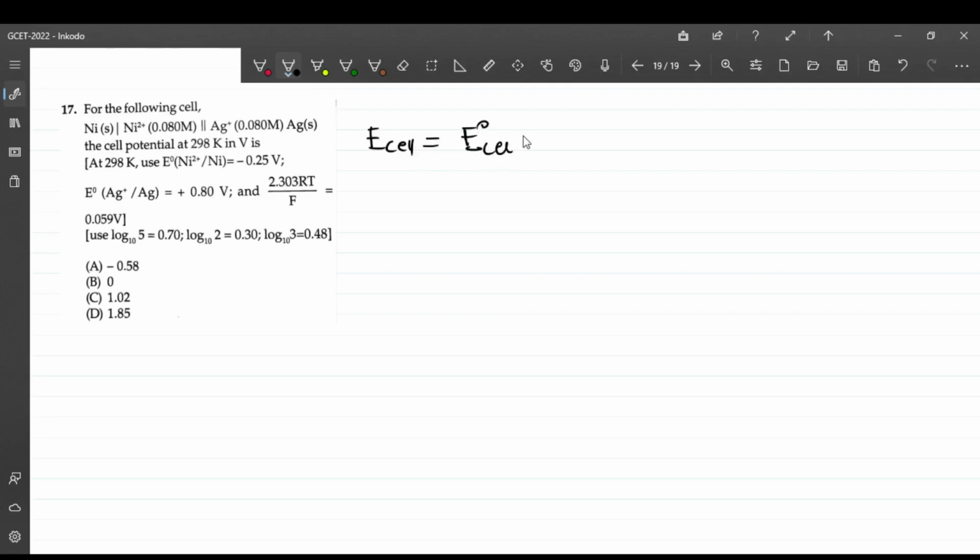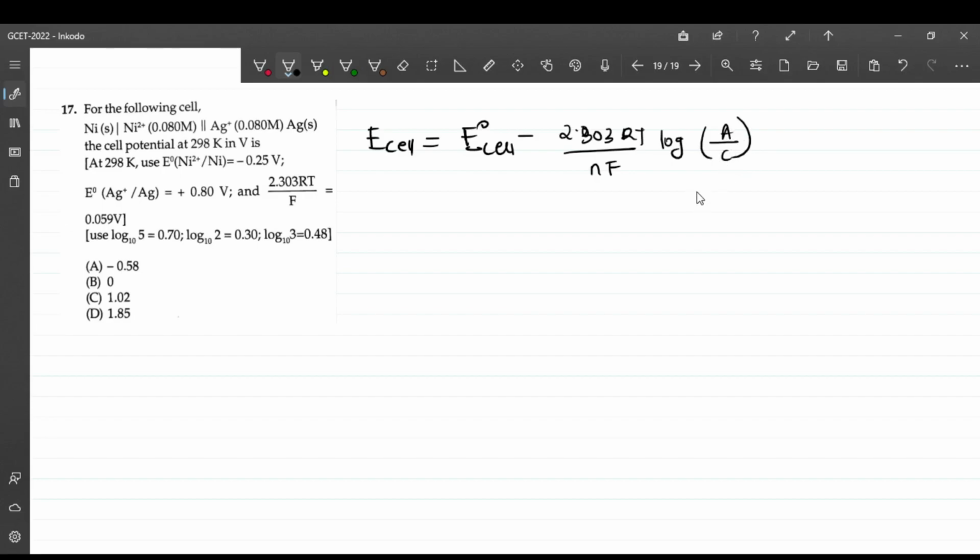E naught cell minus 2.303 RT by nF into log of concentration in the anode half cell upon concentration in the cathode half cell, right? Or we can write the concentration of product upon reactant. It means we will need the cell reaction for this.